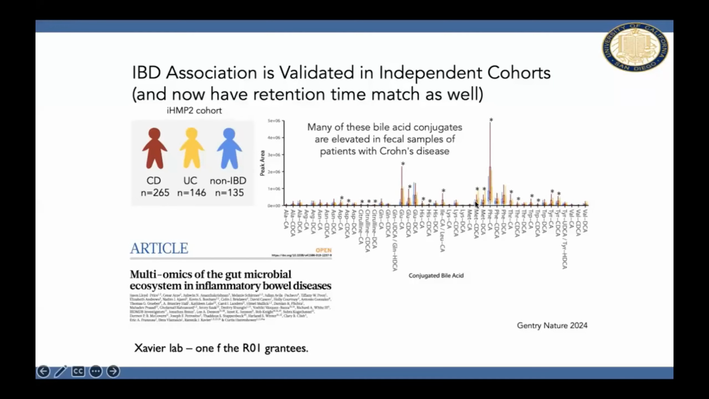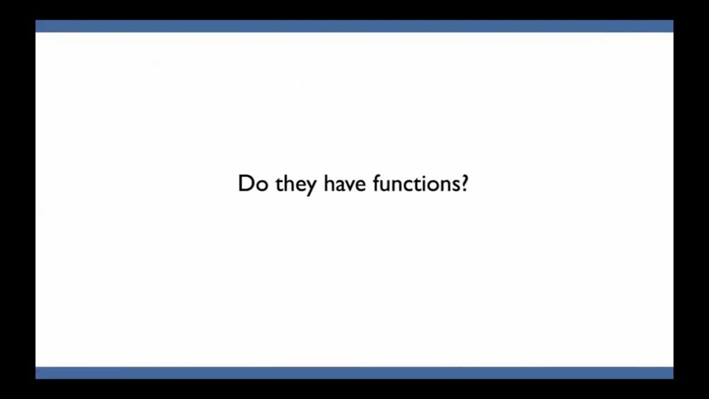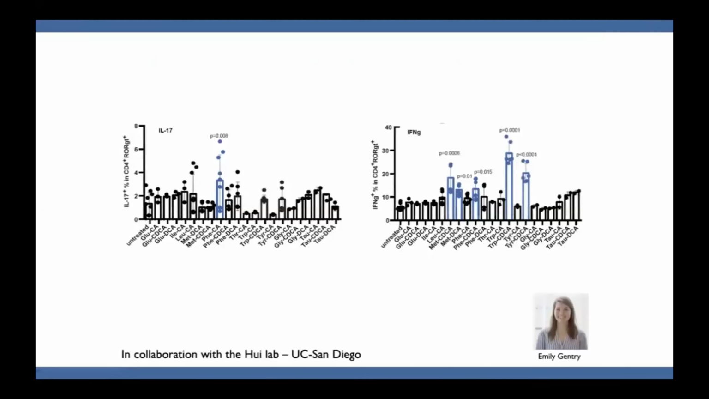What was interesting is that some of these metabolites, such as the methionine conjugates, tended to be more dominant actually in ulcerative colitis in relationship to even Crohn's disease. And so there's some specificity between Crohn's disease and ulcerative colitis even there. But do they have functions? Of course, that's something we always want to know.